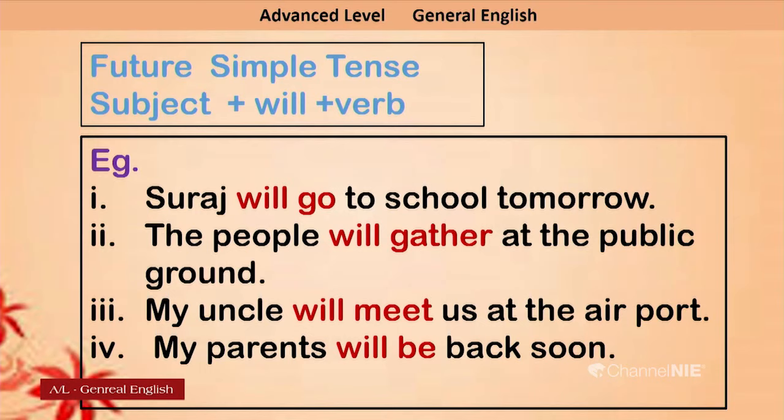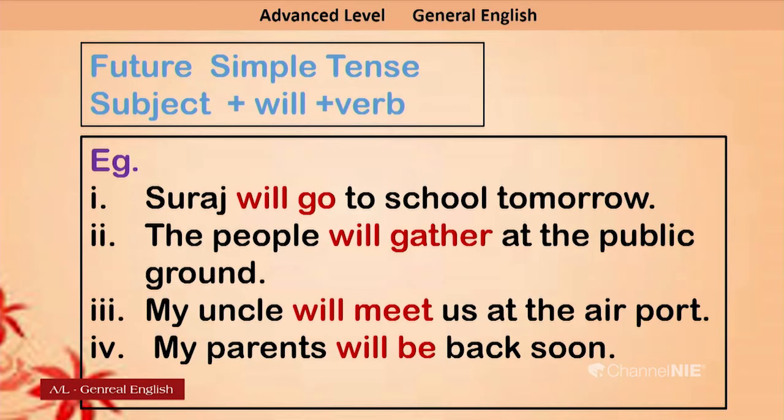Suraj is a singular noun. So, then after that you get the modal will and the main verb go. The next example. The people will gather at the public ground. So, there the subject is plural, the people. Then people will gather. Even if the subject is singular or plural, we can keep the same modal verb will without worrying, because when it comes to simple present tense, we are going to pay attention to whether the subject is singular or plural. Here you don't have to worry about that.